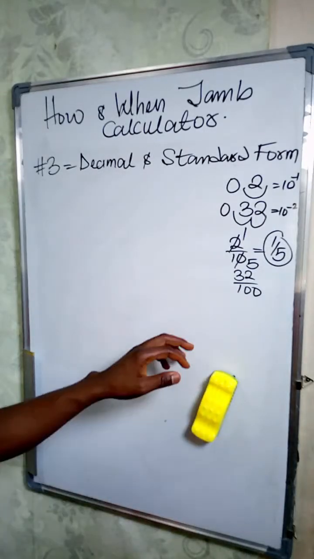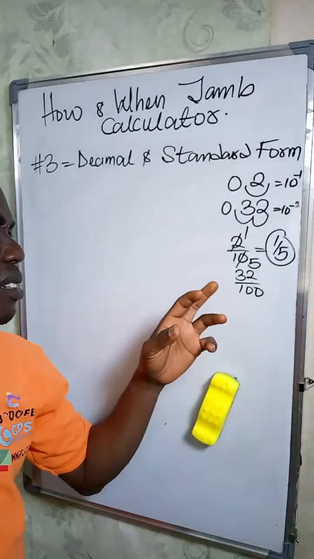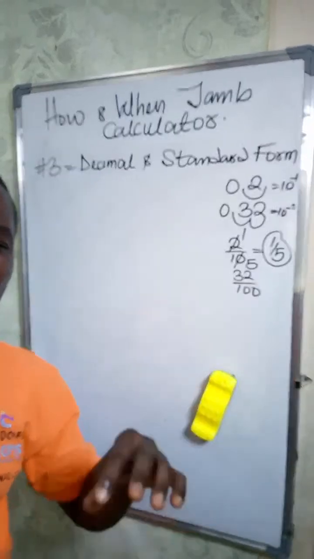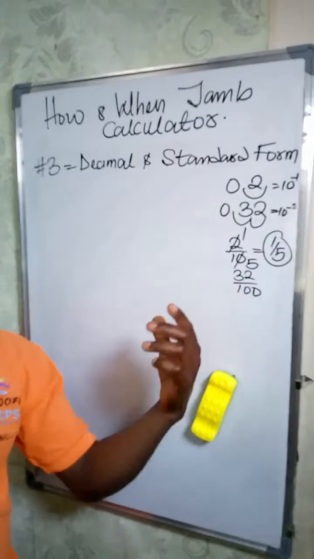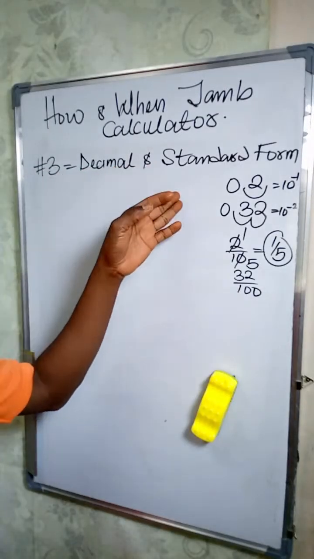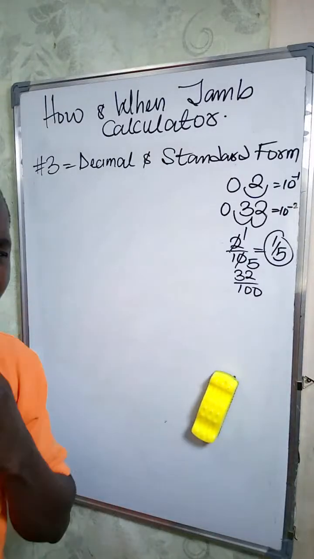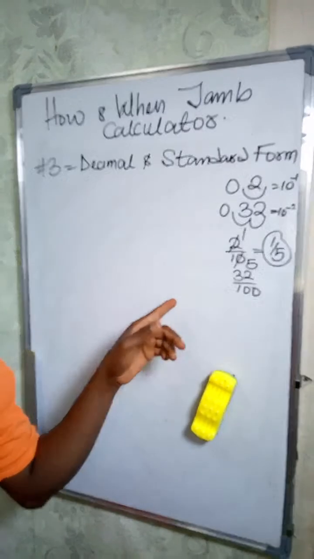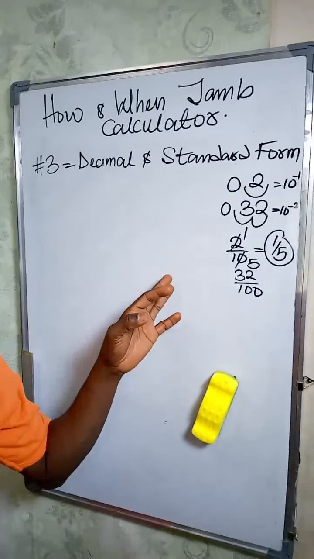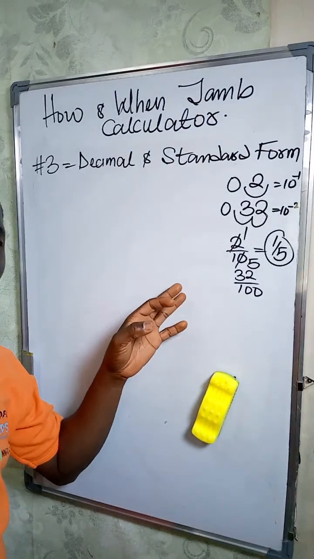So when they give you something like this, make you try put am like this, then reduce am to the simplest term or the lowest term, and that one na be the fraction. So you must learn how to change decimal to fraction so as to make your work very easy. You no need to come dey punch calculator. Calculator no go help you. So this na how and when you suppose use Jamb calculator.